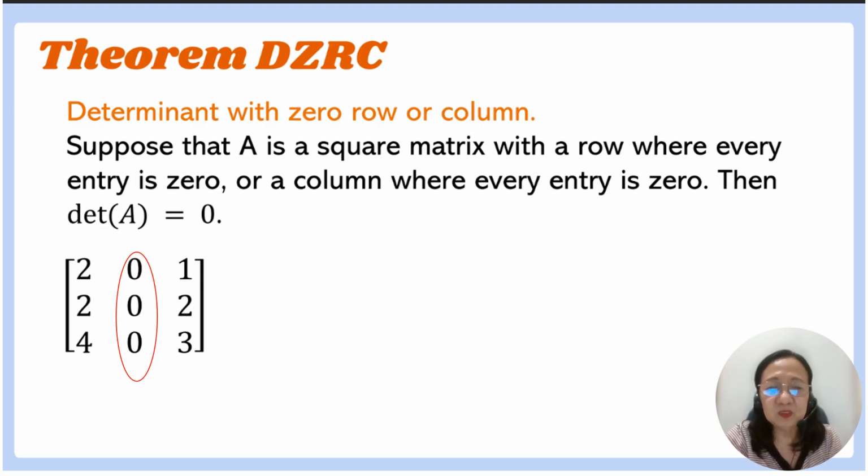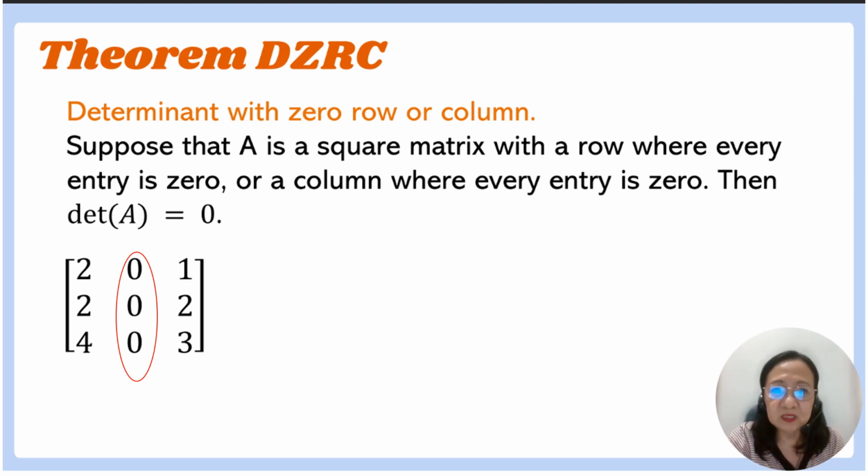Now let us proceed to the second one: determinant with a zero row or column. Suppose that A is a square matrix with a row where every entry is zero, or a column where every entry is zero. Then the determinant of A is zero.